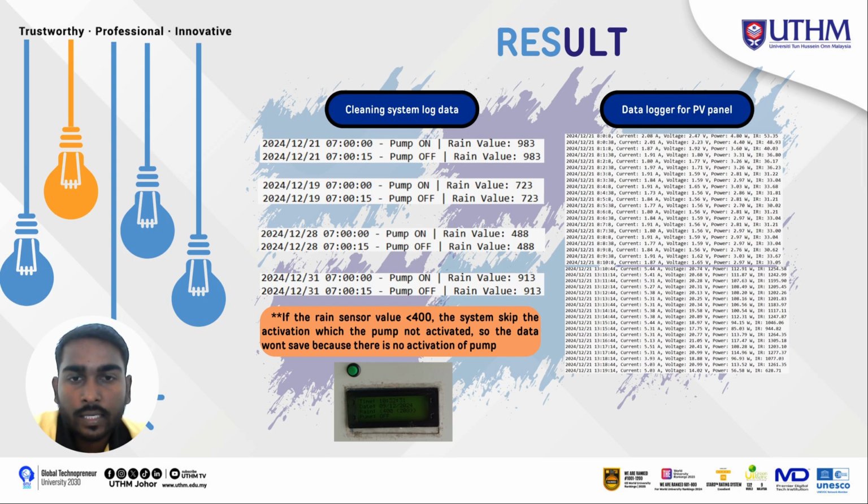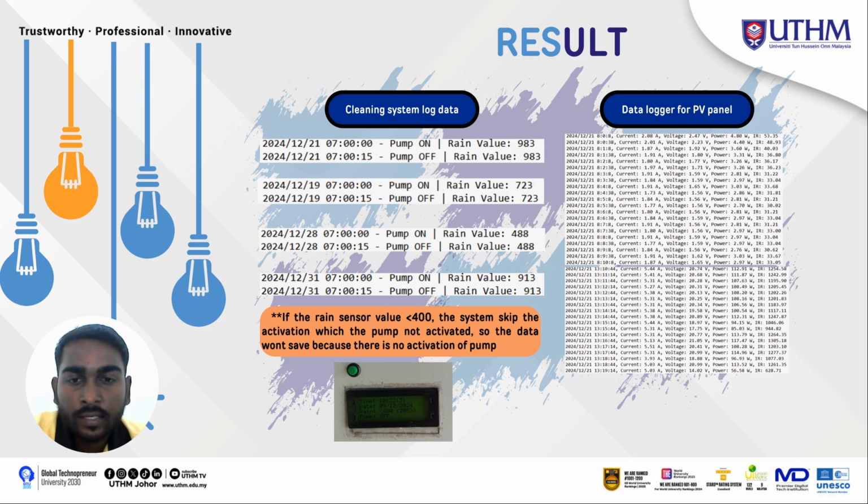Here we can see my cleaning system data logs. As you can see, at 7 a.m. in the morning, the pump automatically turns on according to the rain sensor value. When the value is above 400, it will activate for 15 seconds. These are a few proofs of the pump activation when there is no rain.